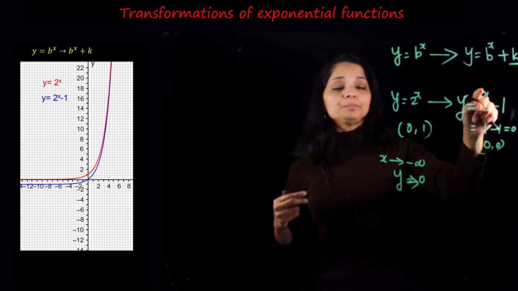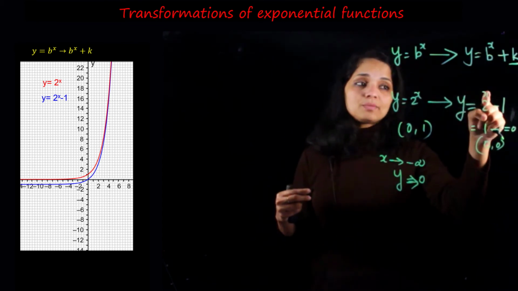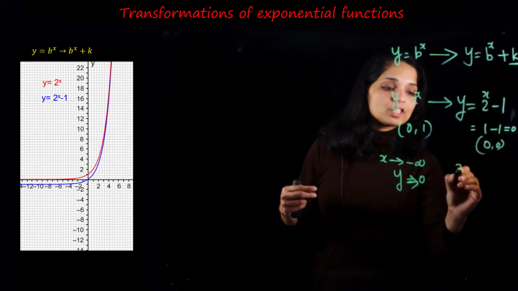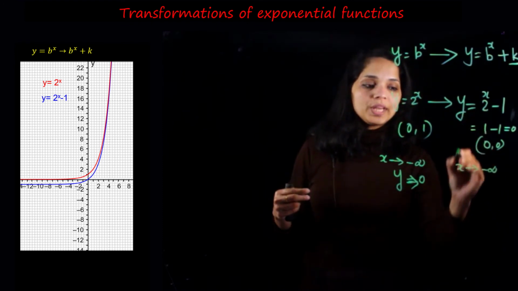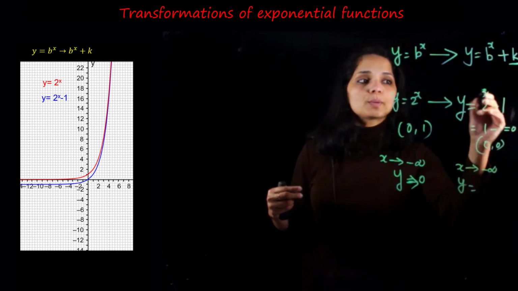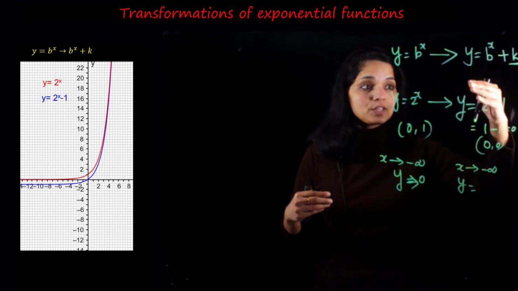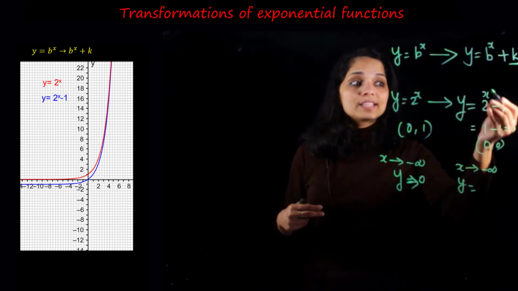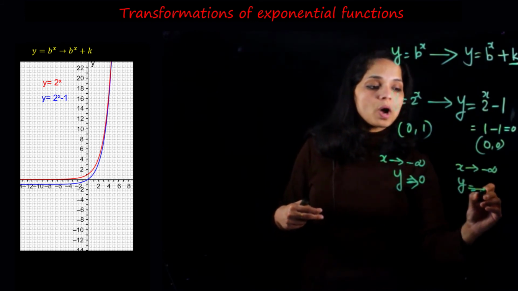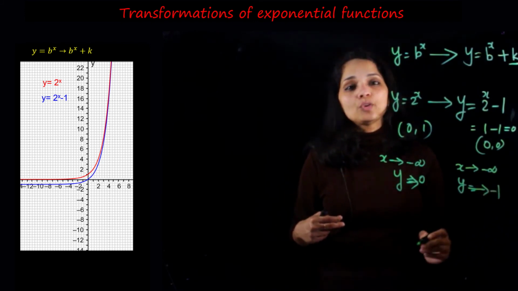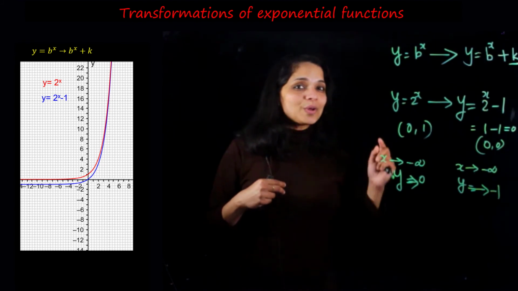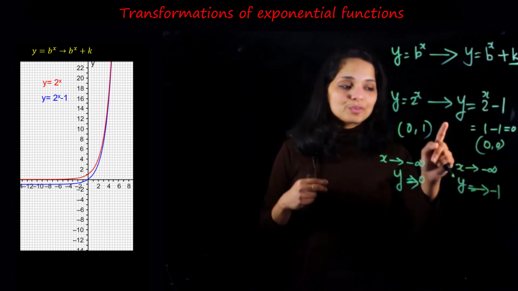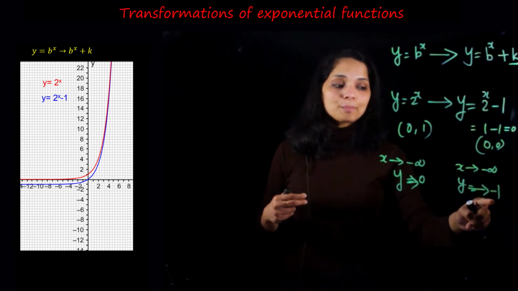But in this one, when x tends to minus infinity, we get y equals 2 to the power minus infinity. The first term is approaching 0, and 0 minus 1 means y is approaching the value minus 1. So the horizontal asymptote for this function is y equals minus 1.